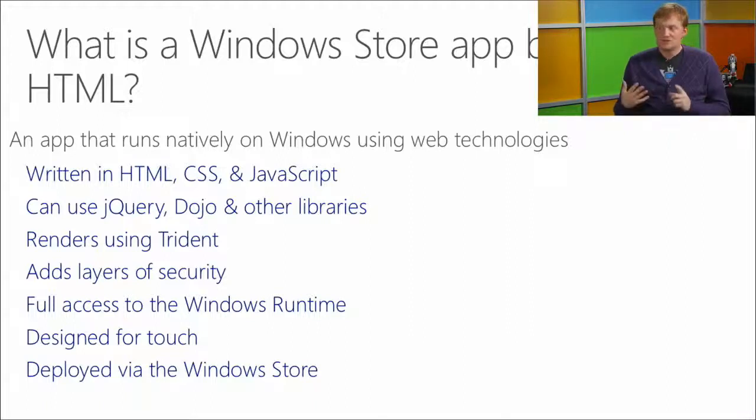So the app environment uses Trident to do its rendering, just like Internet Explorer 11. It has the same security features that you would expect. One of the big differences is you have access to the WinRT object. So there are going to be things that you can do inside of a Windows Store app that you can't do inside of the browser. And I'll show you a demo of that in just a moment.